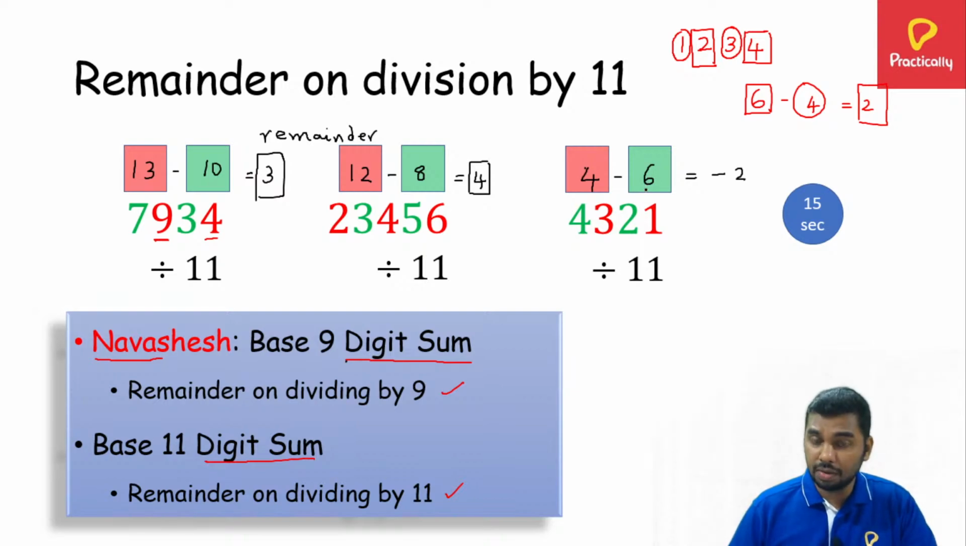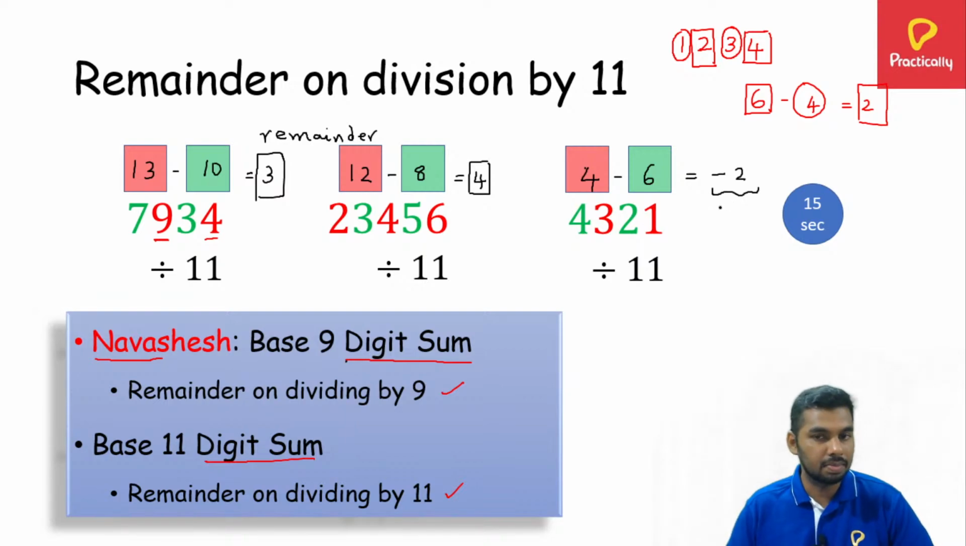If you are not aware of negative numbers, then what you can do is 6 minus 4. 6 minus 4 is 2. You just put a minus sign in front. Now look at this answer, minus 2. Is it a remainder? Can the remainder be a negative number? No. A remainder should always be a non-negative number.